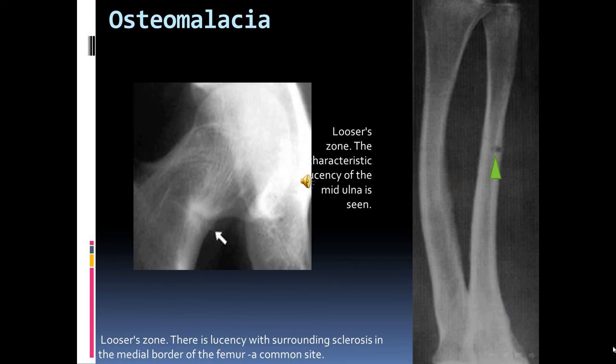In this adult, we have osteomalacia, which is represented in adults by the Looser zones. These Looser zones appear as areas of transverse incomplete lucent lines seen at different parts of the long bones. They could be seen at the neck of the femur medially.